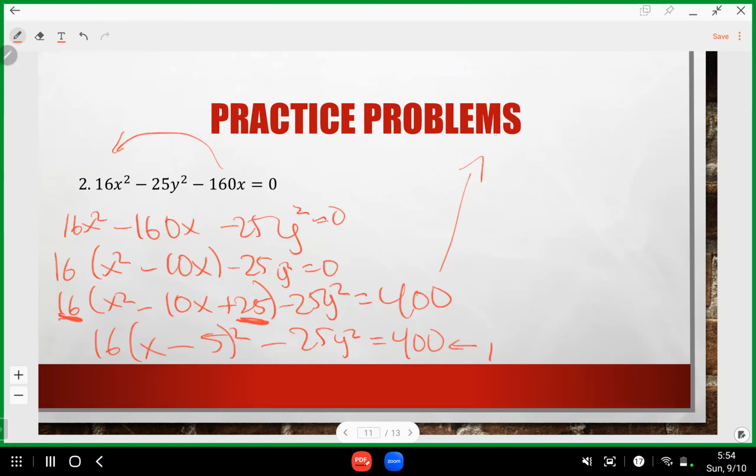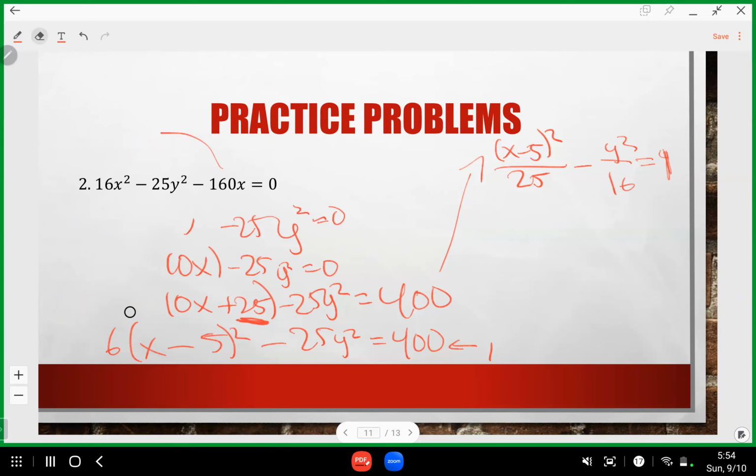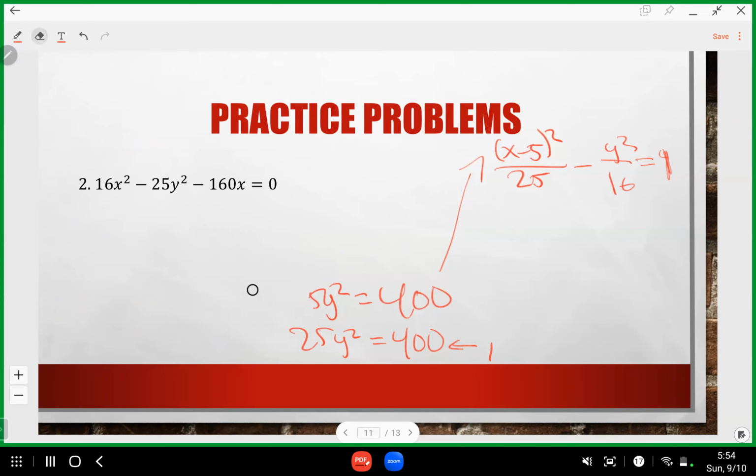So we divide everything by 400. What do we get when we divide everything by 400? 16 over 400 is what? It's 1 over 25, right? So (x minus 5) squared over 25, minus y squared over 16, equals 1. Then we have a horizontal transverse axis. A horizontal transverse axis is quite helpful. We're used to that. So what is A?